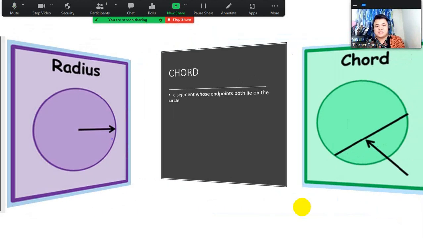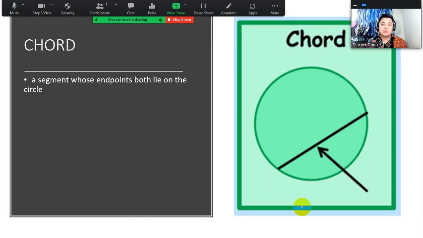Okay, next we have the chord. A chord is a segment whose endpoints both lie on the circle. Again, both lie on the circle. So let's say we have the endpoints of this chord, A and B. We can name this segment AB. Or if you draw one, even if it is small like this, for as long as the endpoints are on the circle, C and D, we can call this segment CD. Again, a chord is a segment whose endpoints both lie on the circle.